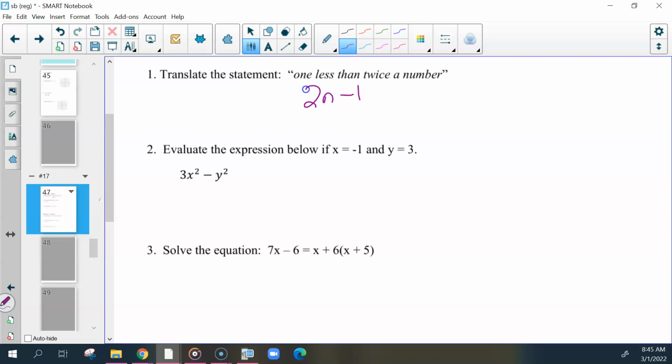If we are evaluating the expression where x is -1 and y is 3, you should put both of those into this expression. 3 times -1 squared minus 3 squared. What answer do we get? -6.